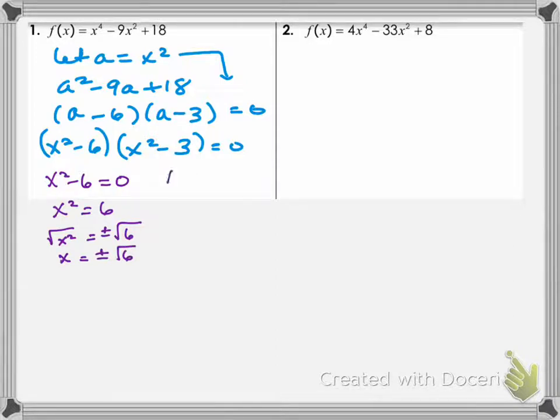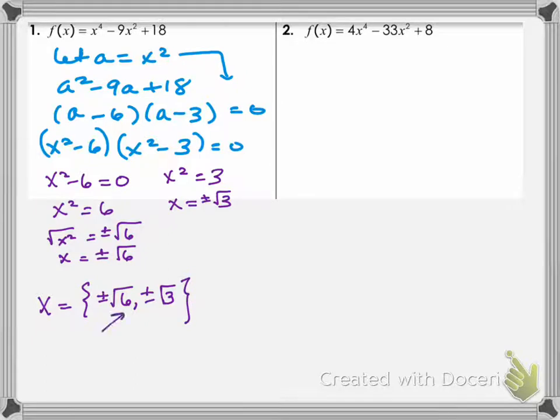And then over here, x squared equals 3, and so x is plus or minus the square root of 3. Skip some steps to get that. So our answer is x equals plus or minus the square root of 6 and plus or minus the square root of 3. All right, so those are irrational numbers, and that's all we're doing. We're just making sure you remember how to do irrational numbers.